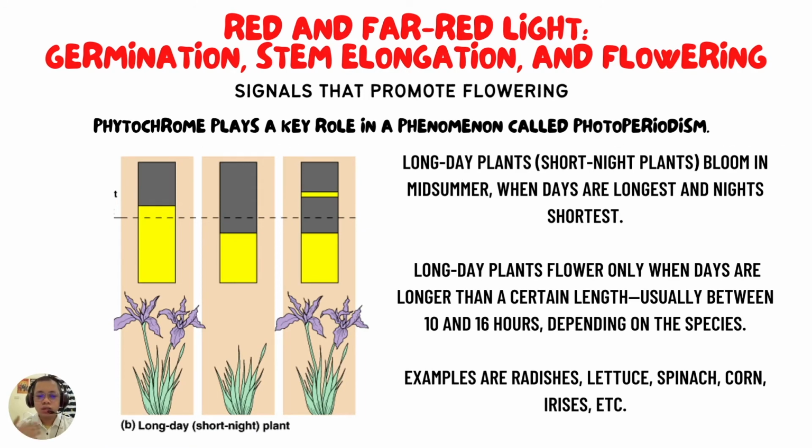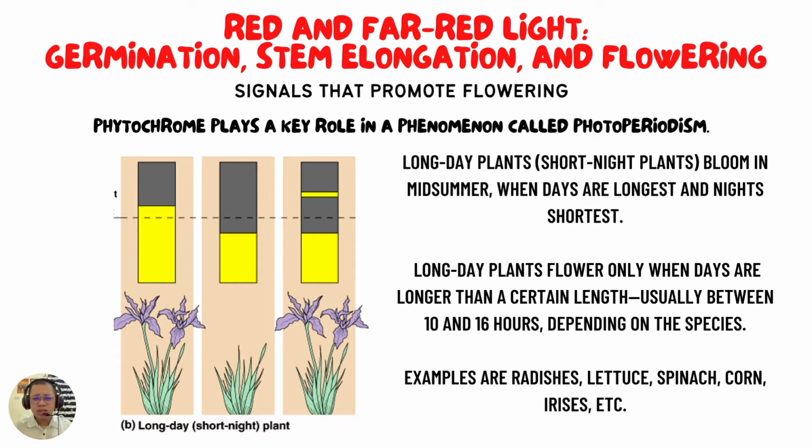Again, there are signals that promote flowering. Phytochrome plays a key role in a phenomenon called photoperiodism. Photoperiodism is very common to all of us. There are three kinds of plants involved in this process: the long day plants, the short day plants, and the day neutral plants.